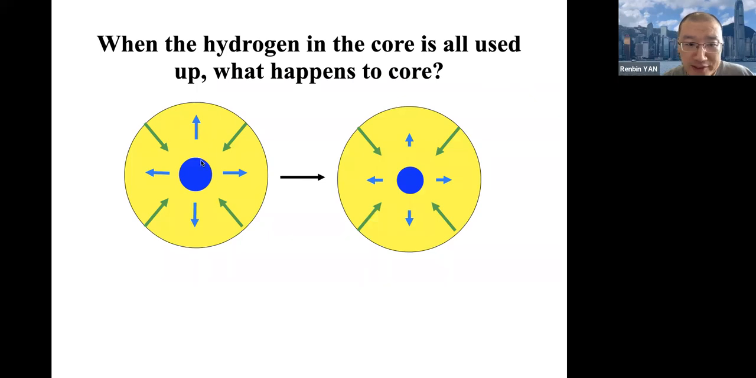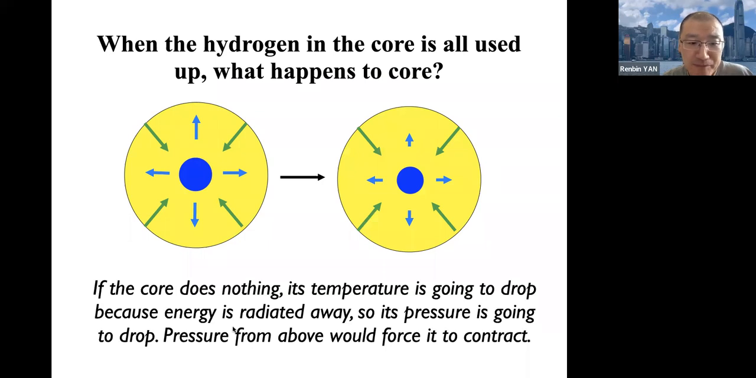When that hydrogen is used up, what happens to the core? Remember that when the sun is having nuclear fusion, the pressure provides the resistance to gravity, right? So the pressure and gravity are balanced. There is gravitational equilibrium. But when fusion stops, it can no longer hold that pressure.